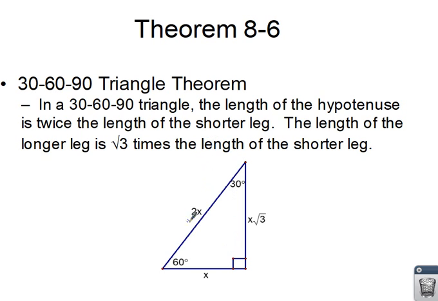Okay? So in this triangle, the length of the hypotenuse is twice the length of the shorter leg. The shorter leg is opposite the 30 degrees. Okay? Sometimes you can tell and sometimes you can't. It just depends on what you're looking at. So then the hypotenuse is twice the smallest side. And then the longer leg, the one opposite the 60, is the shorter leg times root 3. Okay? So it's 1, 2, square root of 3. Alright, so let's try a couple of these.